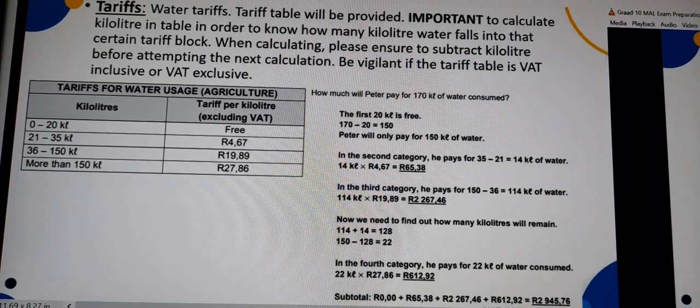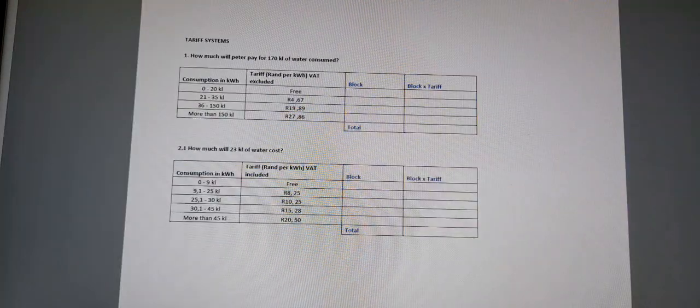Now, in this lesson, I want us to look at the tariff system, okay? And I'm trying to put all these things in tables so that it's easy for you, okay? We're going to go to the tariff system. So I have tables here on the tariff system that we are going to use, okay?